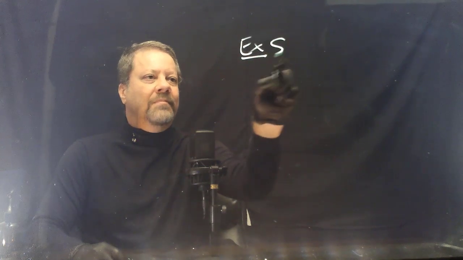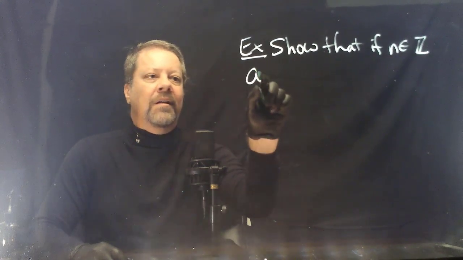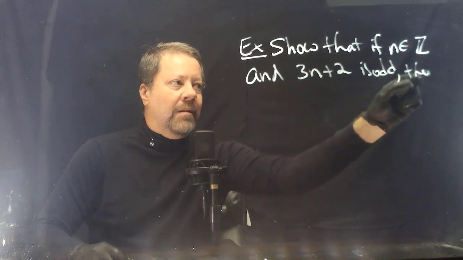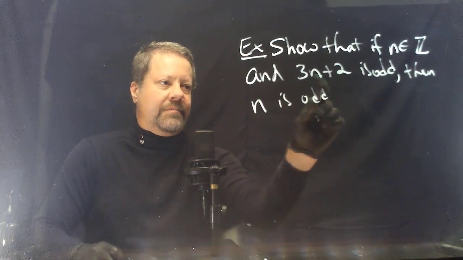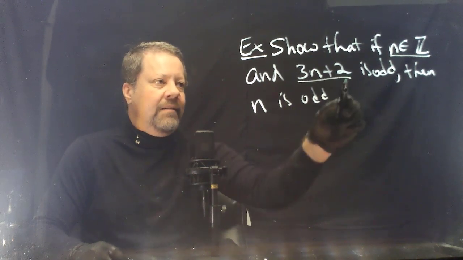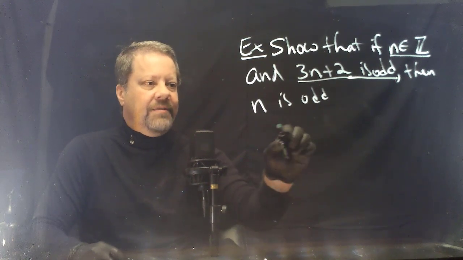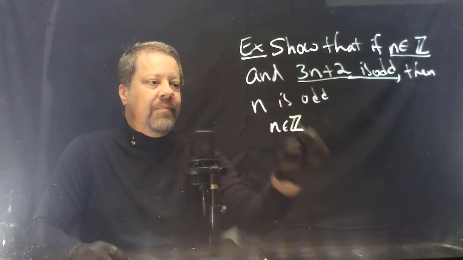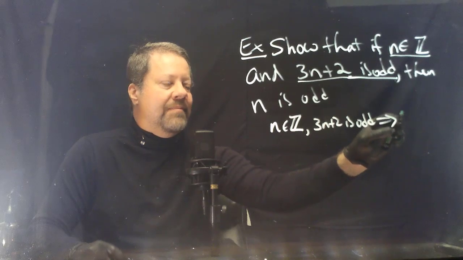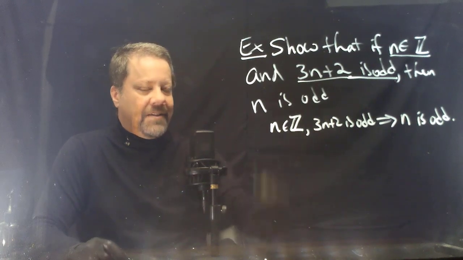Here's an example. Show that if n is an integer and 3n plus 2 is odd, then n is odd. So we have a couple hypotheses here. First, n is an integer, and then 3n plus 2 is an odd number. Prove then that n is odd. So we have n is an element of Z, 3n plus 2 is odd, implies n is odd. So that's the direction the implication goes as it's stated here.